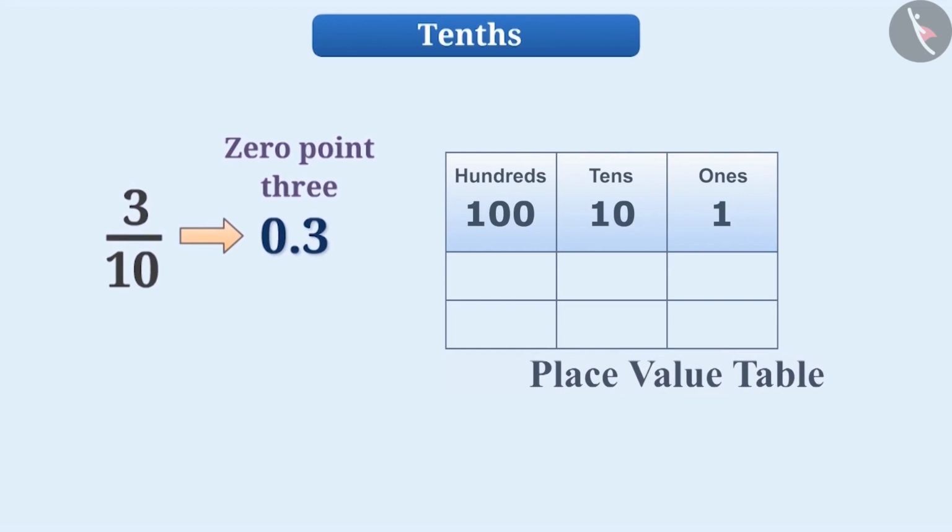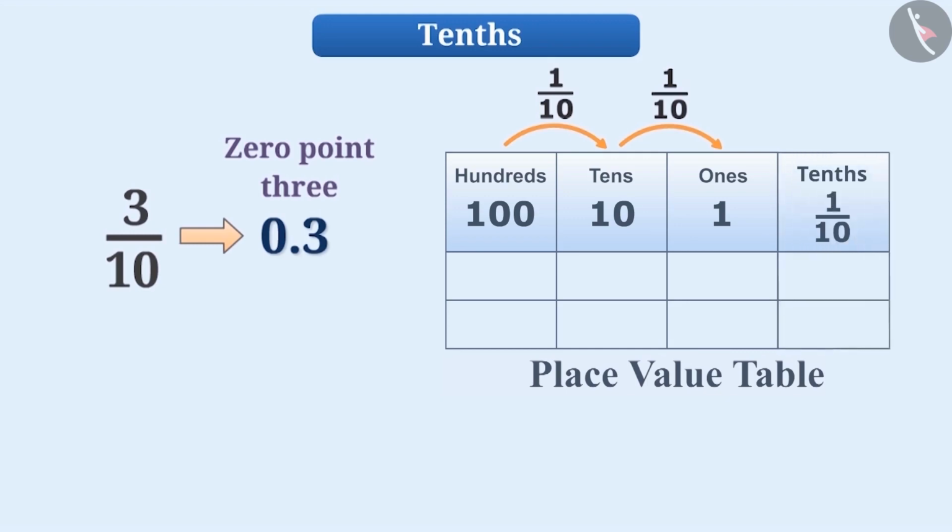Let's arrange this in the place value table. We already know that by moving towards the right, the value of each place is decreased by 10 times. Following this sequence, we will add another place in the table, which we will call the tenths place. Since it is to the right of the units place, the value of this place will also be 1/10 of the units place, which is 1/10.